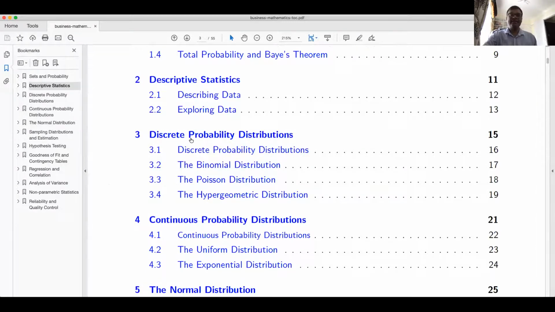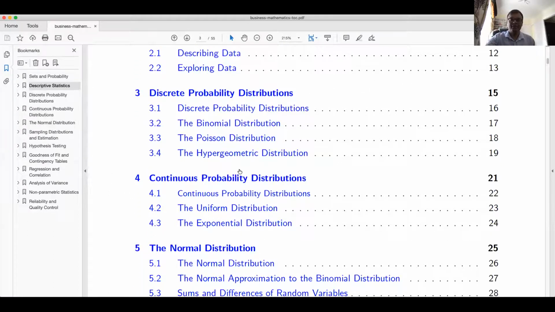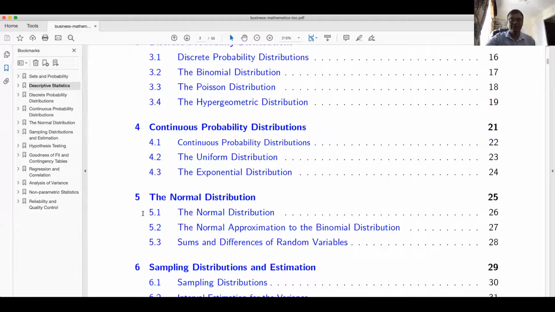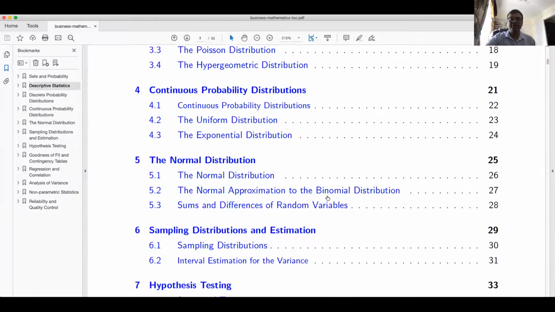As the data is then we have of that data. So that is the discrete probability distribution, which is the binomial, and then the Poisson and hypergeometric, and then the continuous probability distribution, under which we will be studying the uniform and exponential distribution. Then comes the normal distribution, and then the approximation of the normal to binomial, and the random variables.